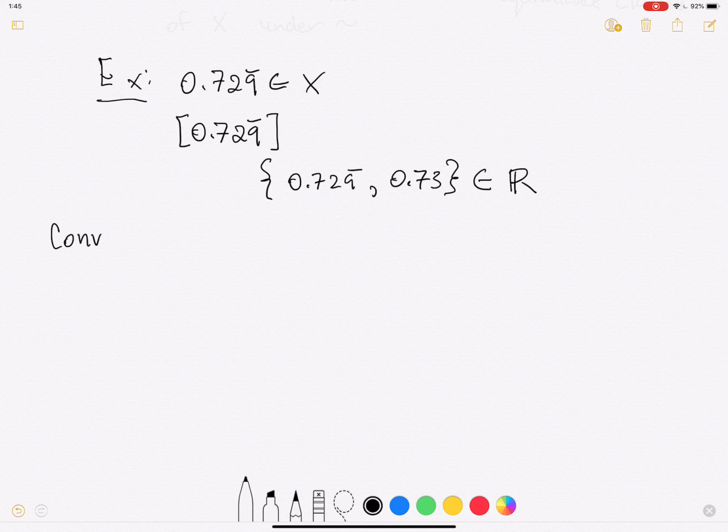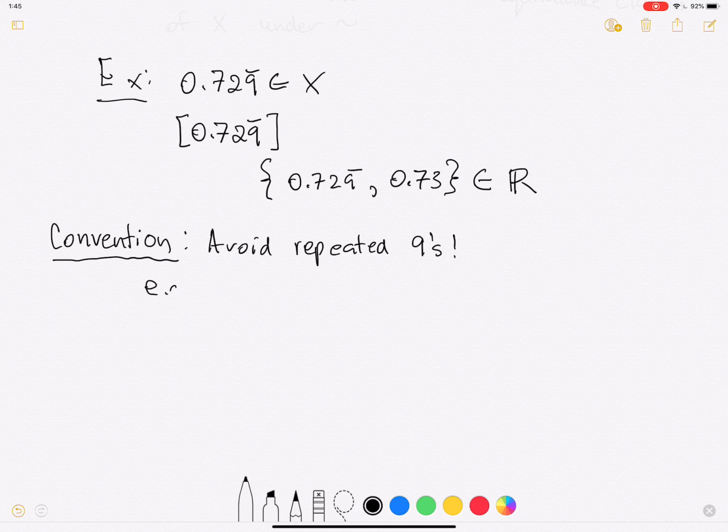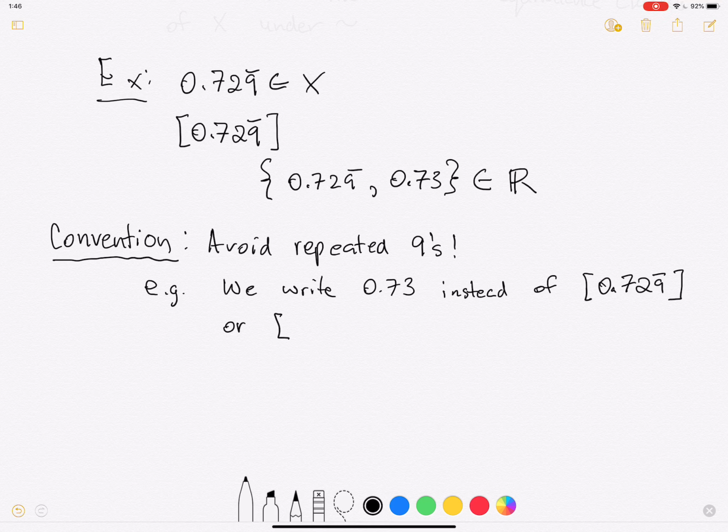By convention, we avoid repeated 9s. For example, we'll write 0.73 instead of this equivalence class notation. So when we write 0.73, it just means either one of these.